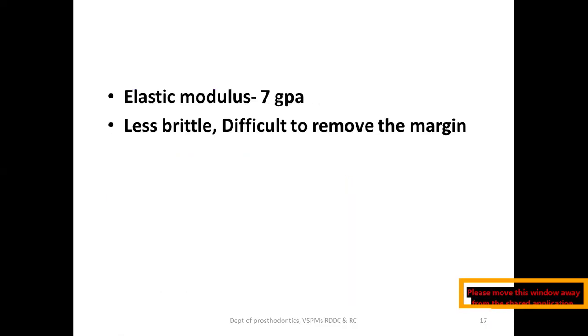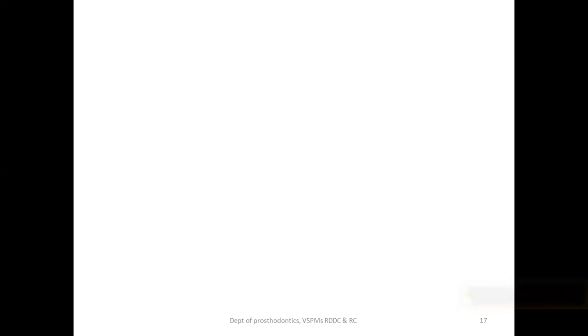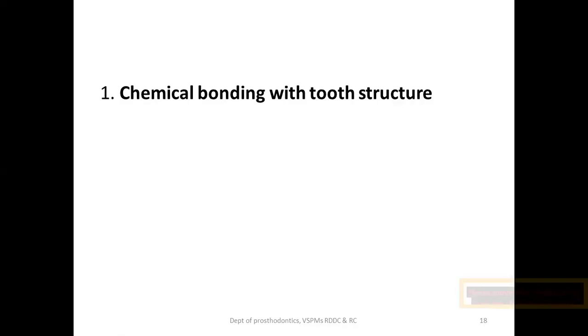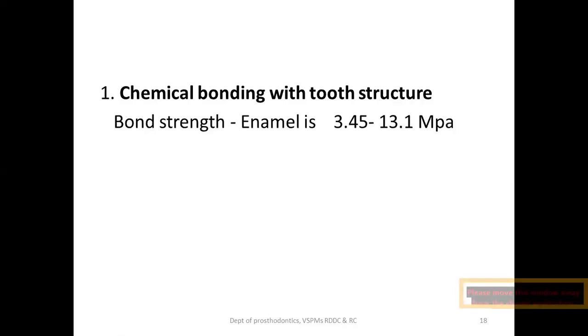If you see the elastic modulus of this cement, it is very less, that is 7 GPa. Because of this, this cement is less brittle and it is difficult to remove from the margin once it is set. Now see chemical bonding with the tooth structure.